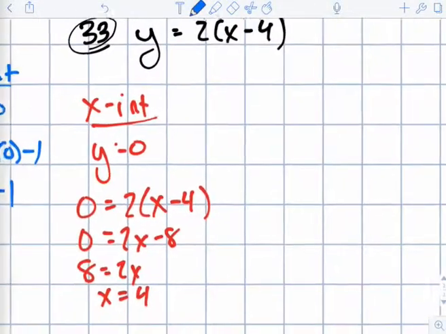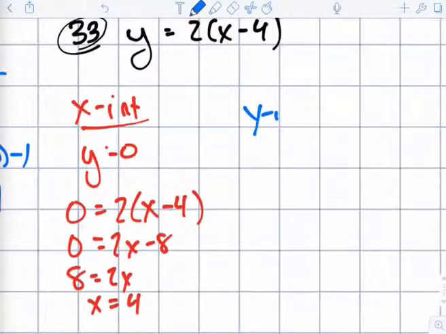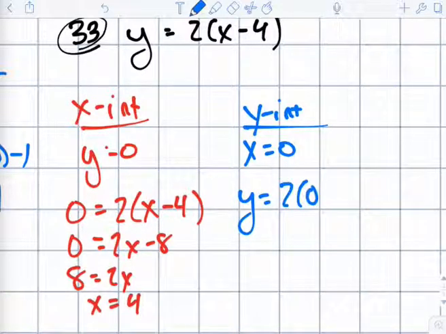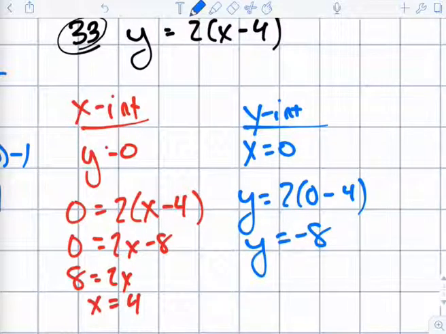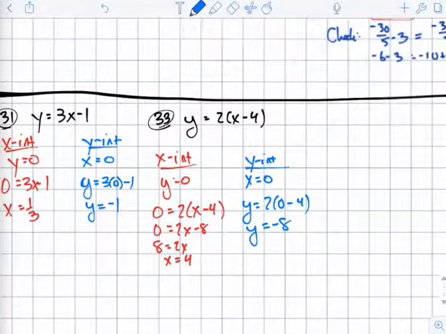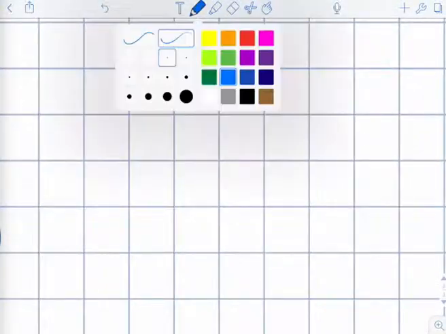And then in my y-intercept, remember x is equal to 0, so we get y is equal to 2 times 0 minus 4. Y is equal to negative 8. All right, that's x and y intercepts for that one. And doing 35.